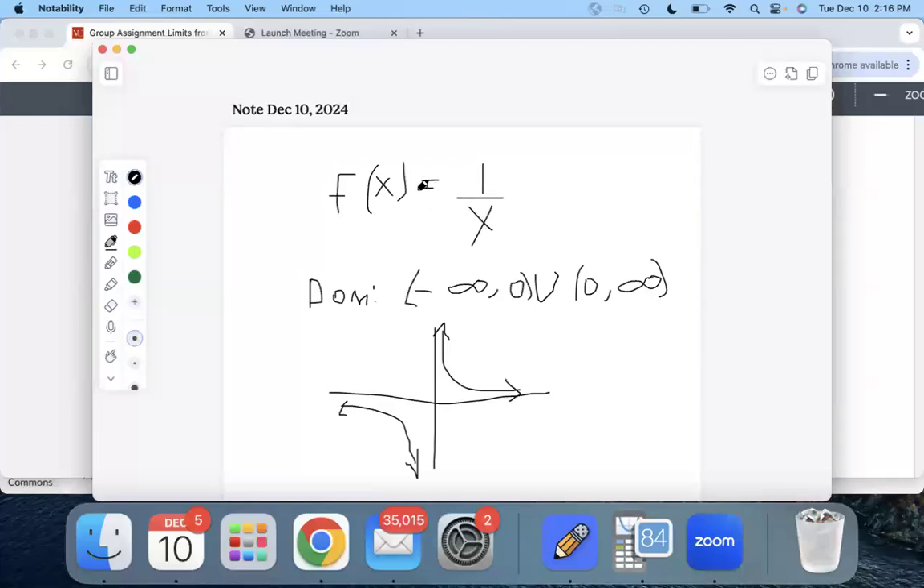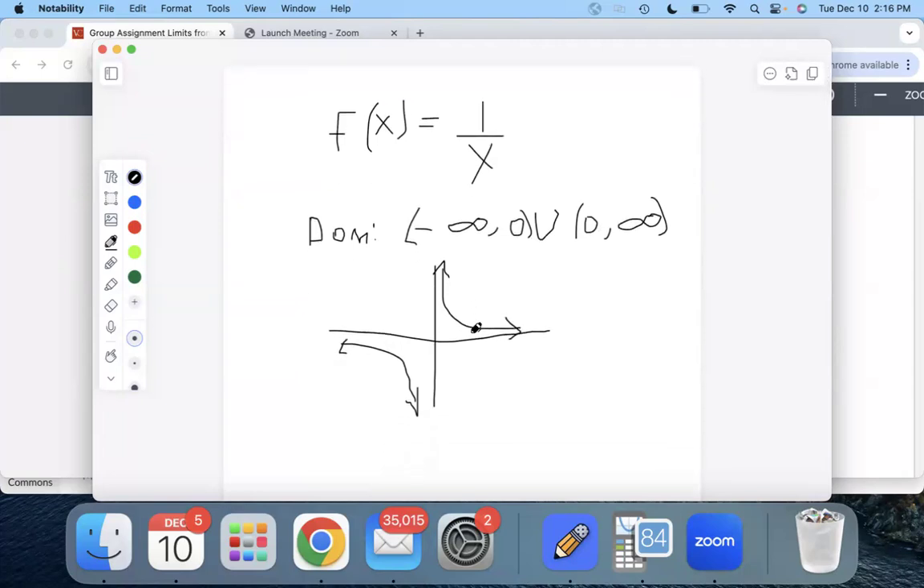Consider the function f of x equals 1 over x. We learned this back in college algebra. We're not allowed to divide by 0, so the domain is all real numbers except 0. 0 is not in the domain of this function. Every other real number is in the domain of the function. Under my definition of continuity, we would say this is a continuous function.